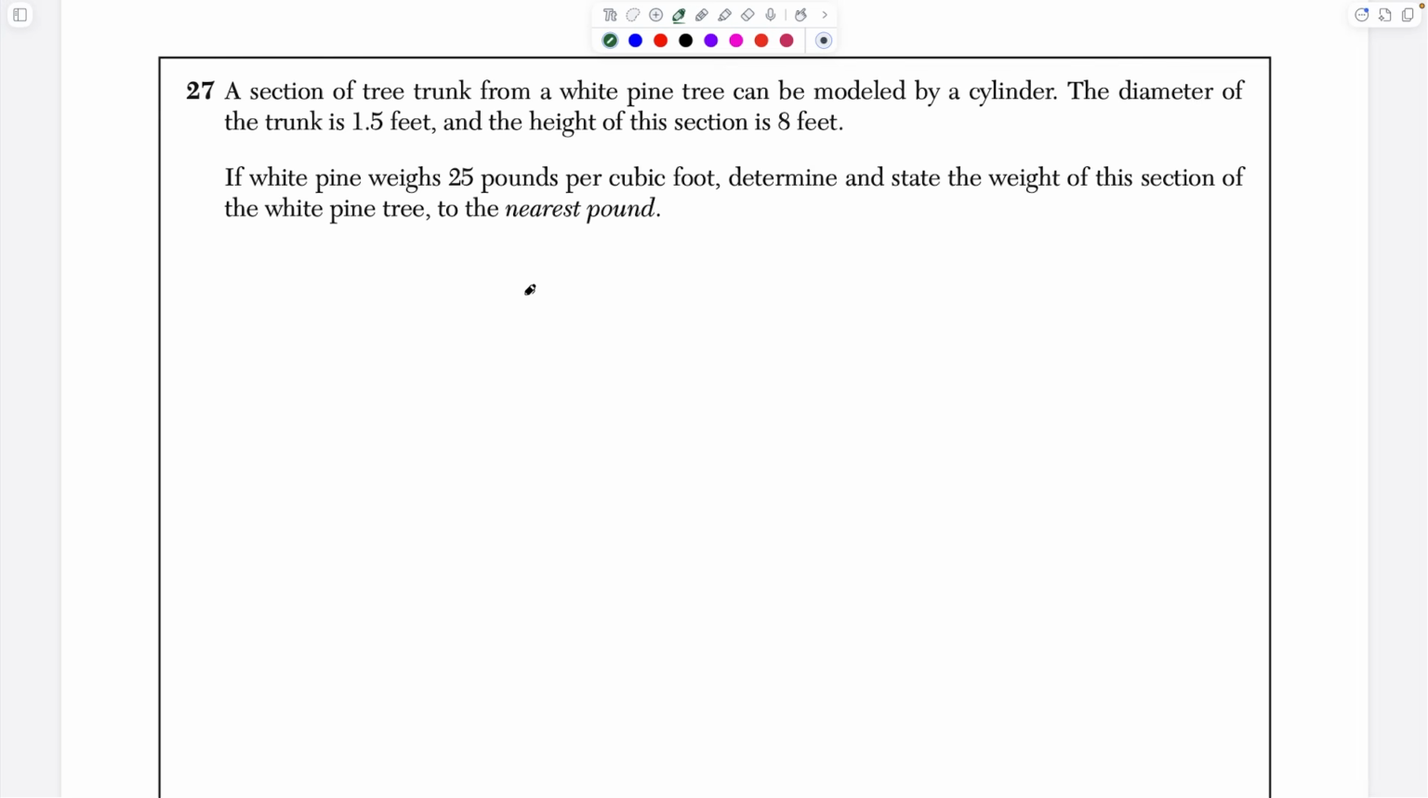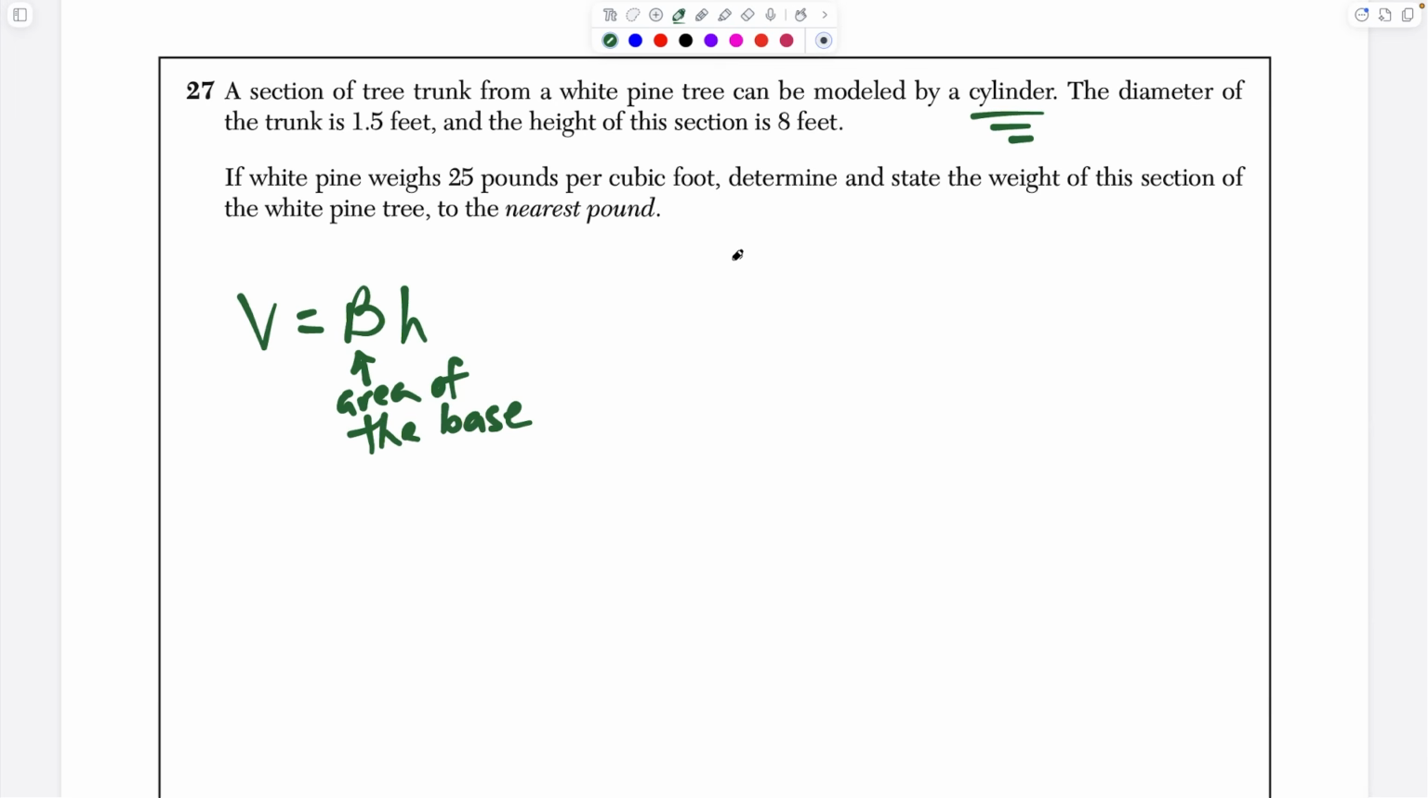So for this question, we want to find the weight of this section of the pine tree to the nearest pound. But what we're dealing with is a trunk that is in the shape of a cylinder. So if you go to the reference page, it says that the volume of a cylinder is capital B times H, where B is the area of the base. Okay, so the area of the base.